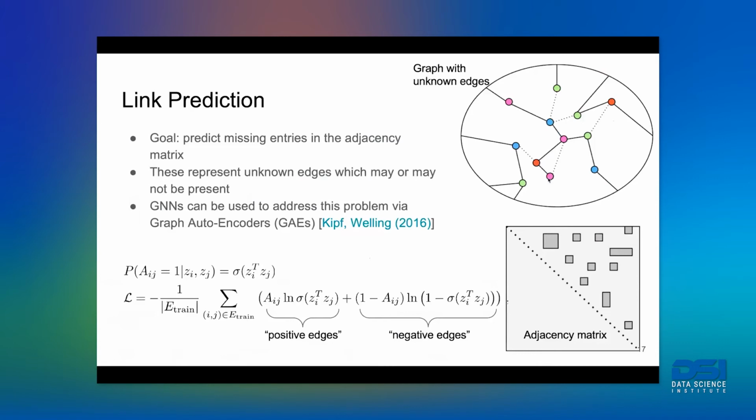So there's many approaches to solving this problem. I think the simplest one that involves a graph neural network is probably the graph autoencoder.